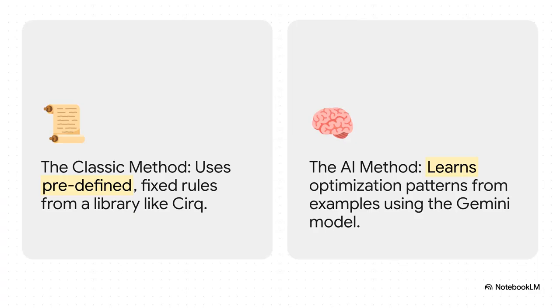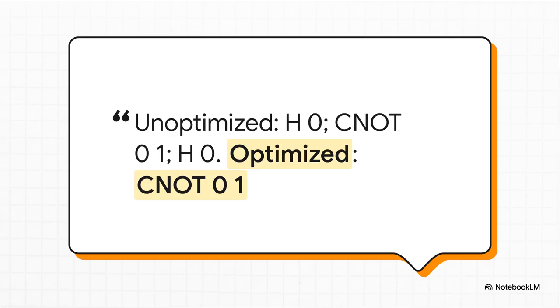On one hand, you have the classic method. It's like having a fixed rule book from a library like Cirq. It sees a pattern, it applies a rule. Simple. But the AI method, using Google's Gemini model, it's a whole different game. It doesn't have a rule book. Instead, it just learns. It learns to spot the optimization patterns by looking at before and after examples, figuring out the rules for itself.